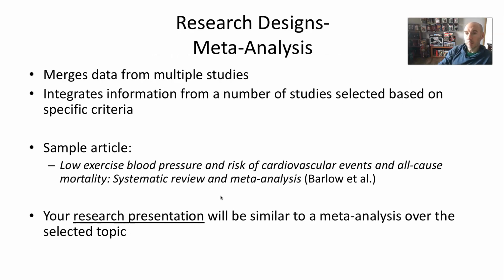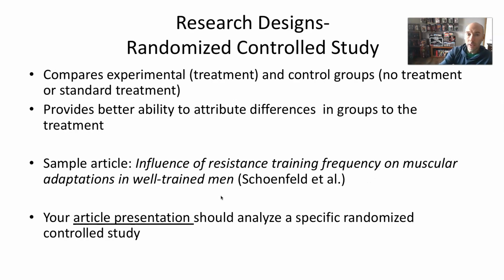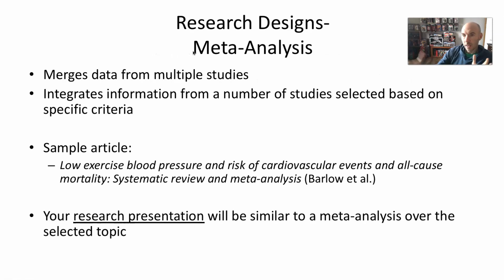Now, the final type of article that you might find is what is known as a meta-analysis. A meta-analysis is going to look at data from a whole bunch of these. So it's going to take maybe 10 RCTs and crunch the data from all of them to see if a general conclusion can be made about this specific topic, okay?